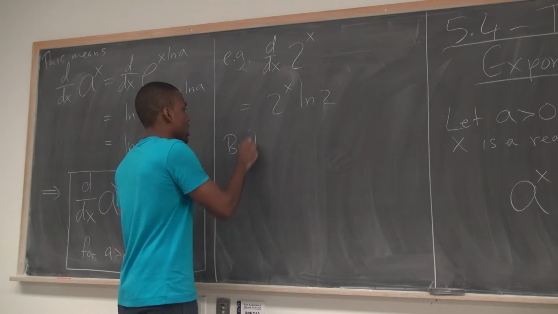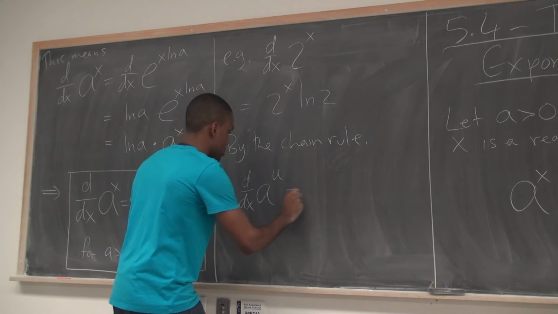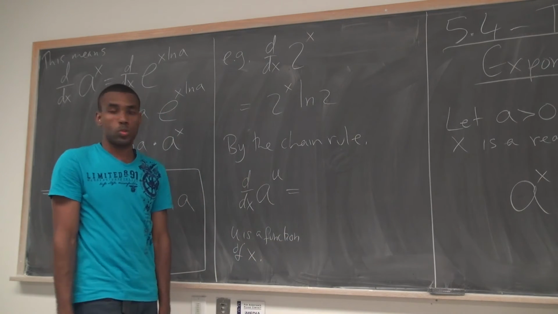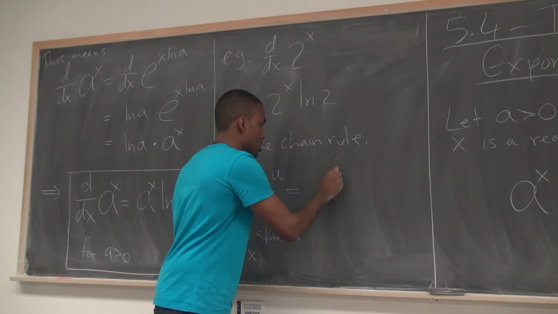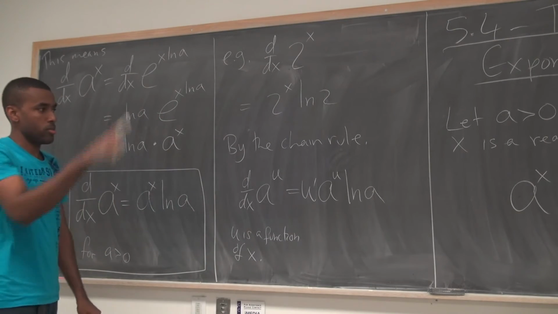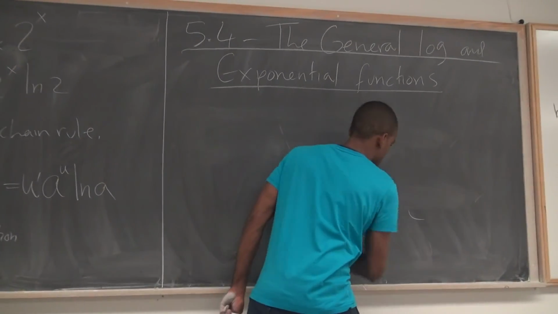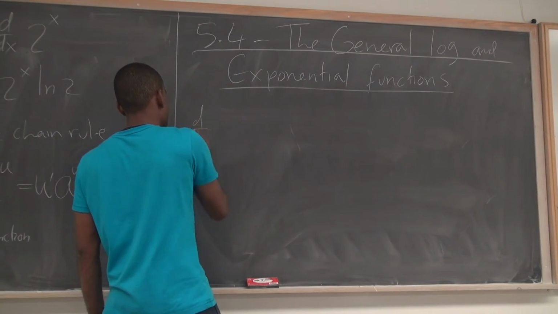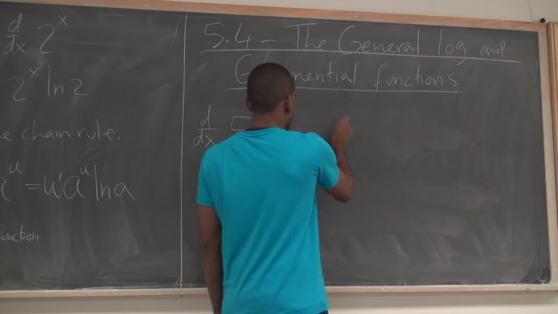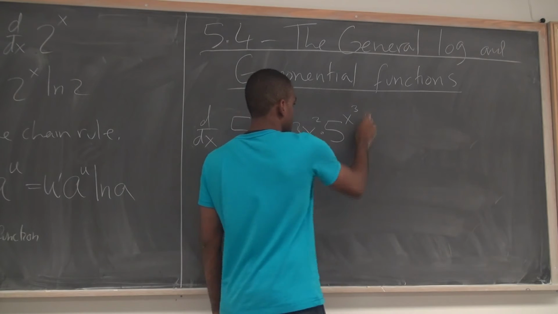Let's do something by the chain rule. What would we get? What if I ask you what is the derivative of a to the u, where u is a function of x? A to the u times ln a times the derivative of u, right? It's u prime. That's what the chain rule says. Differentiate the outside, multiply by the derivative of the inside. So let's do a couple examples with that. For example, what is the derivative of 5 to the x cubed? 3x squared times 5 to the x cubed times ln 5.